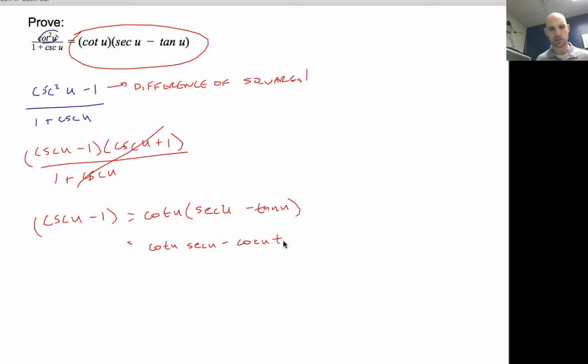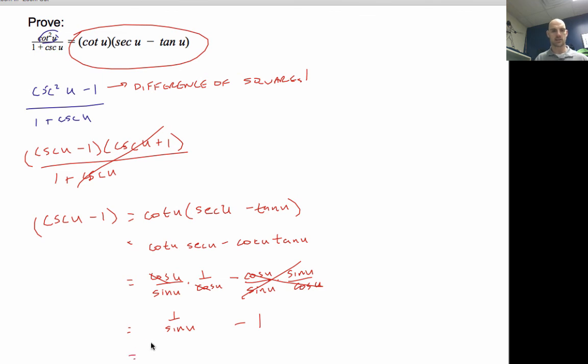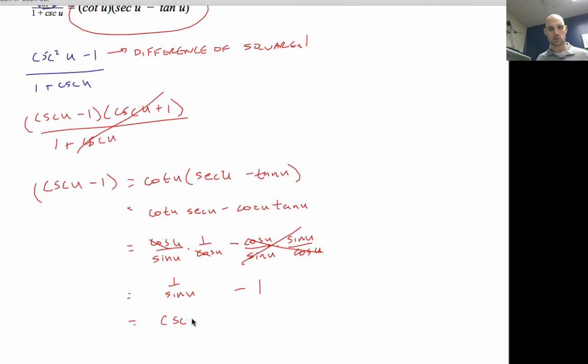times tangent u. And so if I multiply this together, so this is cosine u over sine u times 1 over cosine u minus, now these are reciprocals of one another, so they're going to be 1, but I'll write it out so you can see it. Cosine u over sine u times sine u over cosine u. This is 1, minus 1. Ooh, this is good, look. These cancel out, so I've got 1 over sine u. So I've got cosecant u minus 1 is equal to cosecant u minus 1.